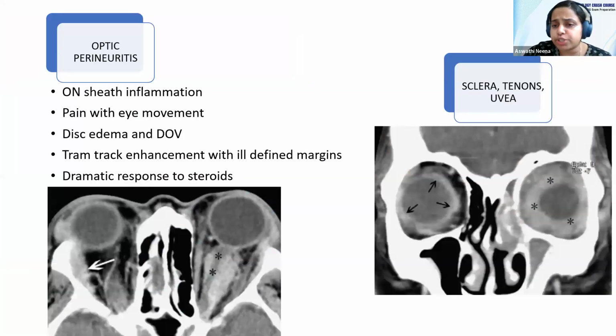The others include optic perineuritis, wherein the sheath is inflamed. There can be defective vision and pain with eye movement. On imaging, you'll see a tram track appearance, like how you would expect in a meningioma, but the margins will be much more ill-defined in this, and they will show a dramatic response to steroids. Sclera, Tenon's, and uvea can be inflamed this way. There can be a diffuse enlargement and brightening.